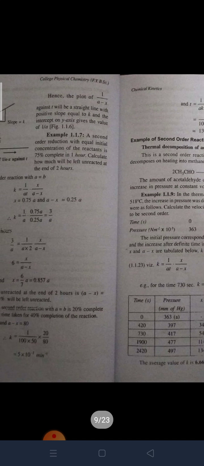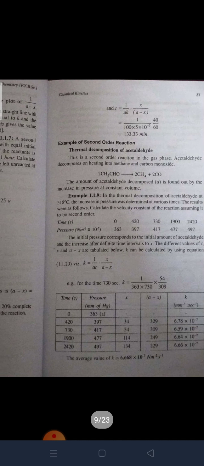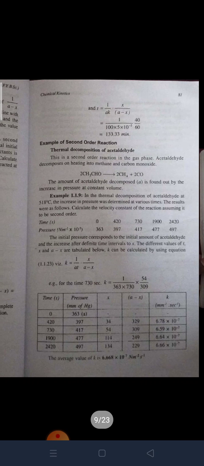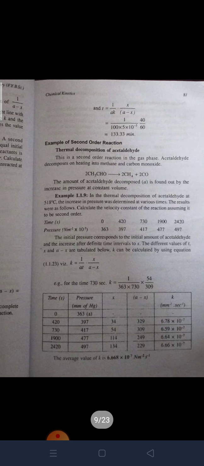Numericals are solved. Then the example is the thermal decomposition of acetaldehyde. This is a second order gas phase reaction. On decomposition, this acetaldehyde gives the products methane and carbon monoxide. The amount of acetaldehyde decomposed is found out by the increase in pressure at a constant temperature. Here we are not going into the detail of such things.